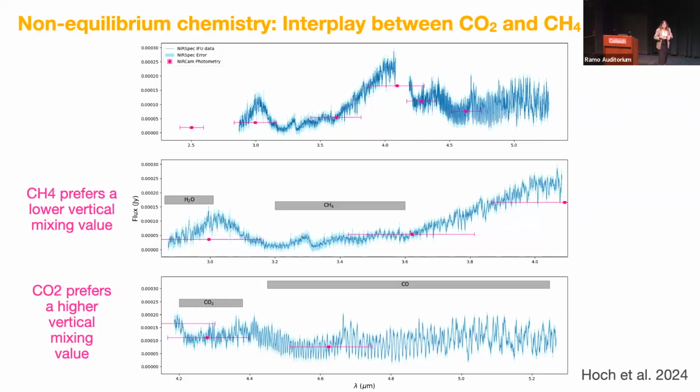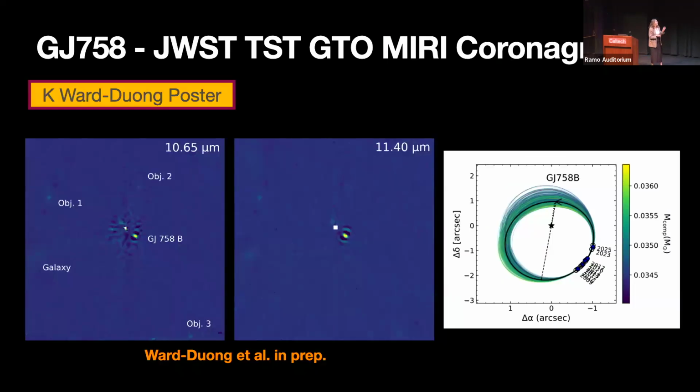And if we're able to increase the amount of objects for which we're able to do that, then that's great. I also want to mention, also from the JWST telescope scientist team, Kim Wardwong, who has a poster here, has been doing incredible work on GJ758. Alex gave a talk yesterday where he mentioned some of the NIRSpec observations on this. But we also have MIRI coronagraphy observations, out at those longer wavelengths.